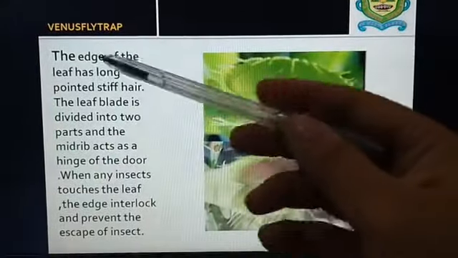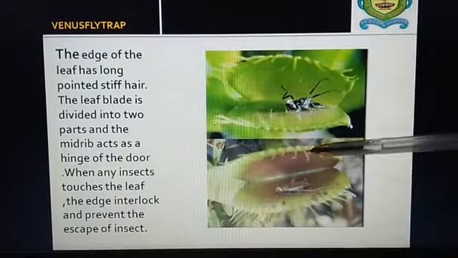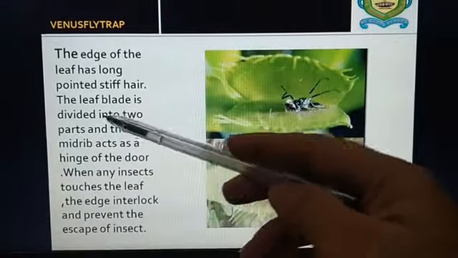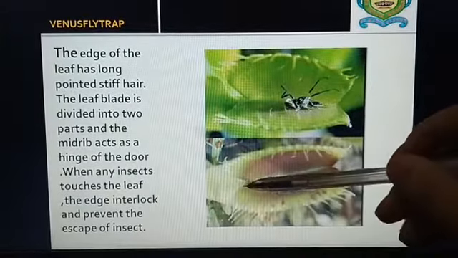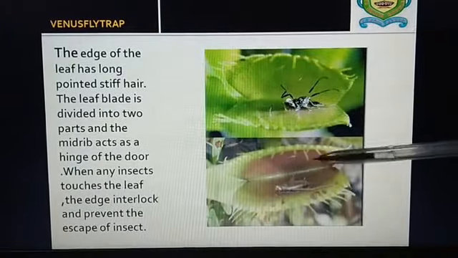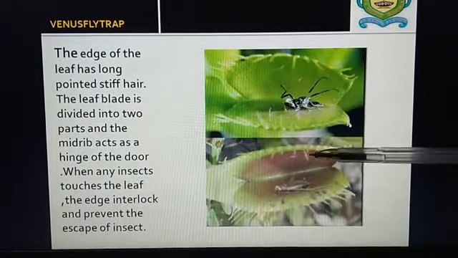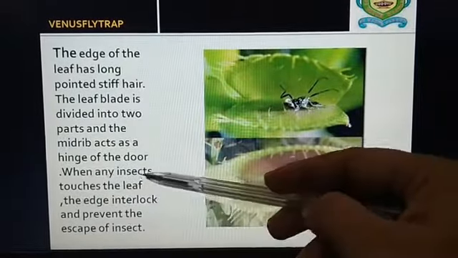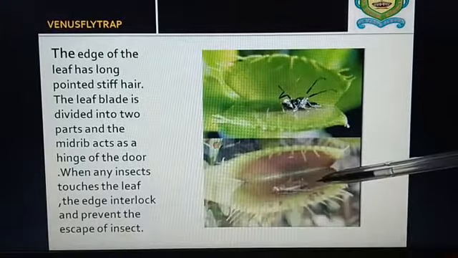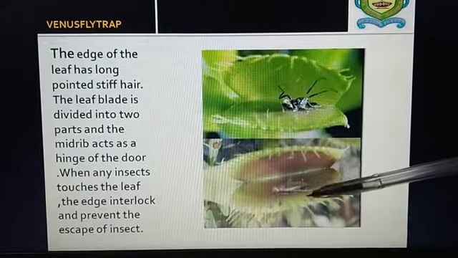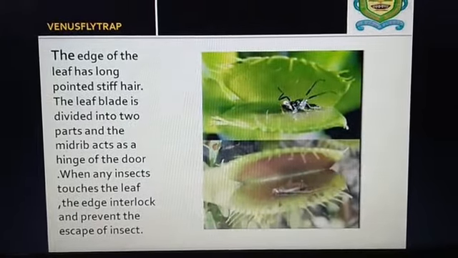Venus flytrap. The edges of the leaf have long pointed strips here. The leaf blade is divided into two parts and the midrib acts as a hinge of the door. This is the midrib which acts as a hinge of the door, and the leaf blades are divided into two parts with the strips here. When any insect touches the leaf, the edges interlock and prevent the escape of the insect. The plant secretes digestive juices and enzymes to digest the insect.